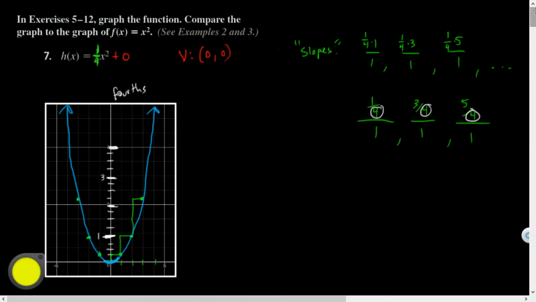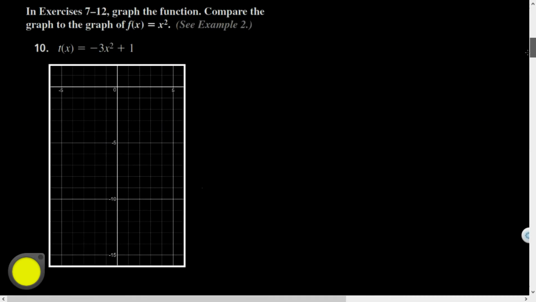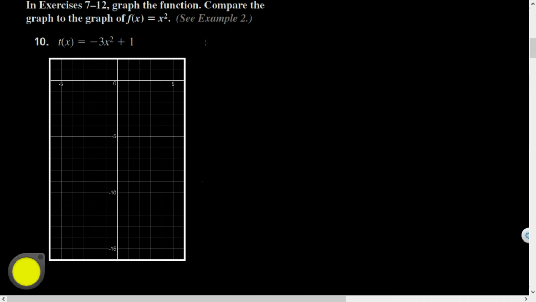I chose one of the more difficult problems there, but let's look at one where the vertex is at a different place. Here's question 10 from the same assignment. This +1 is going to be a vertical shift up 1, so my vertex is at 0, 1. Let's see, what are we counting by? Here we go. So 0, 1 would be right here. And the slopes are going to be determined by this -3.